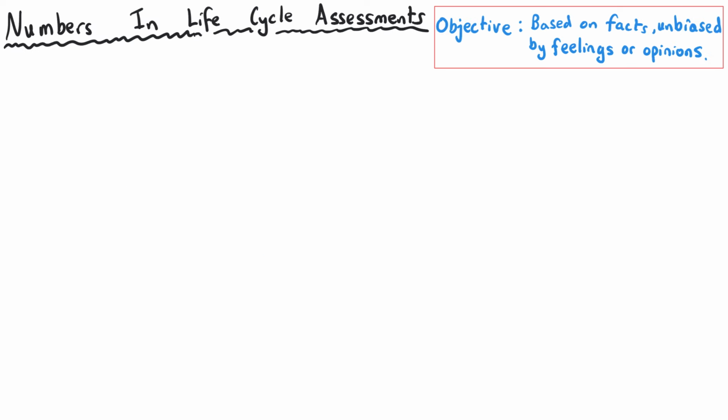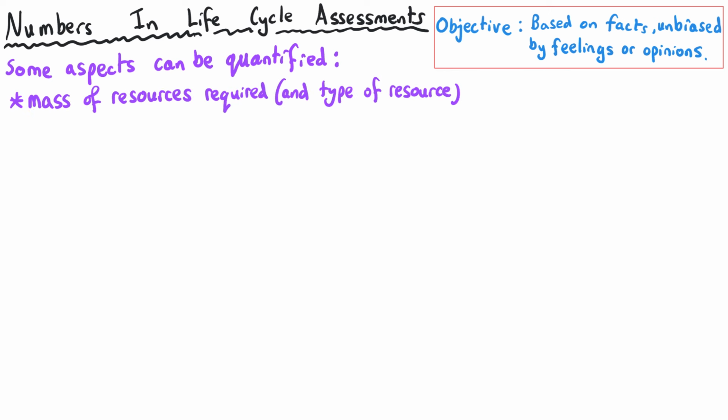We can try to make life cycle assessments more objective evaluations by including the use of numbers. And so that means being quantitative in our approach. The reason that we're able to do this is that there are some things involved in the life cycle of a product that are easy to quantify. For instance, what mass of resources are required to produce a certain quantity of this product? That can certainly be quantified in terms of the kilograms or tons of oil that might be needed to make a certain number of plastic carrier bags.